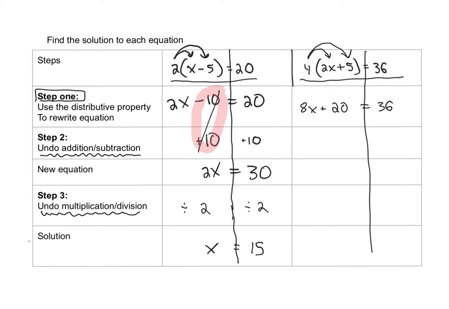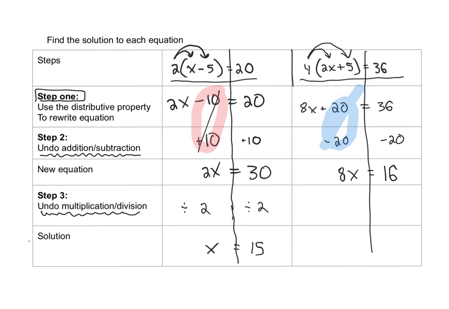So to make that 20 a 0, we're going to subtract 20. If we subtract 20 here, we have to subtract 20 on both sides. What we just did by subtracting that 20 is we turned that into a 0. So what we are left with is 8x equals 16.